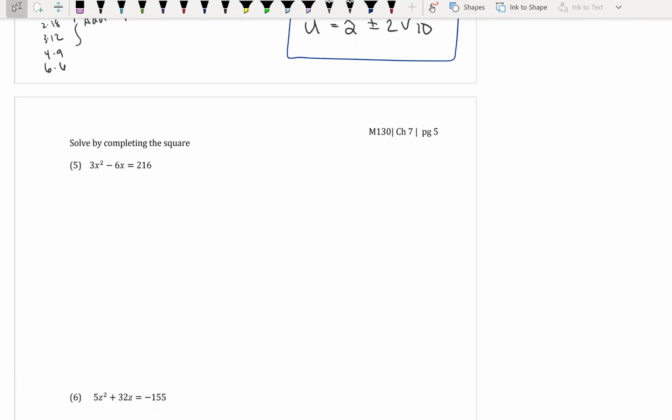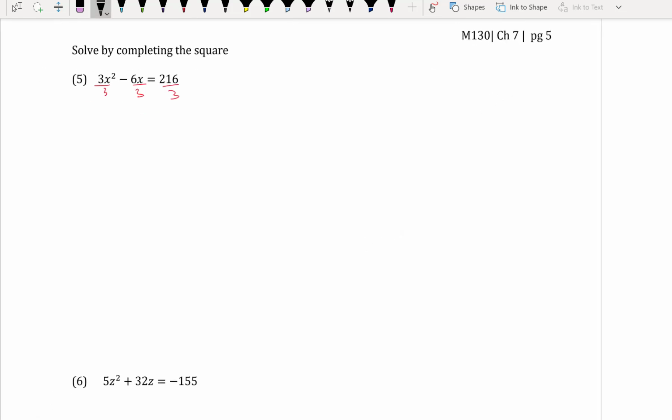And we still have some more completing the square. What's different about number 5 and number 6 is that now the leading coefficient is not 1. But what we do is we force it to be 1. So in order to do that, that means I'm going to divide every single thing by 3. So I end up getting my x squared minus 2x is equal to, and 216 divided by 3 is going to equal to a 72.